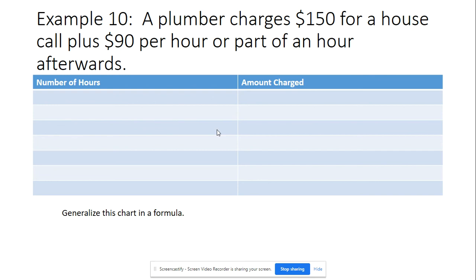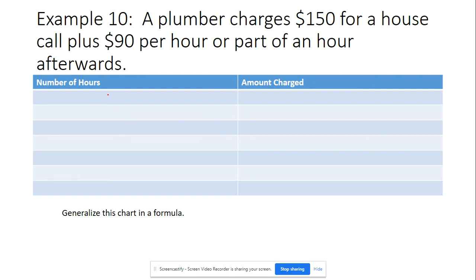A plumber charges $150 for a house call plus $90 per hour or part of an hour afterwards. Okay, so if you ever need any kind of a plumber to come to your house, they do charge a fee for this. They charge you a base fee to come out, and they charge you something hourly afterwards. Now, the tricky thing is it's $90 per hour or part of an hour. So if the plumber comes in and charges you $150 to show up, even if the job takes them 5 minutes, they're still going to charge you for the full hour.